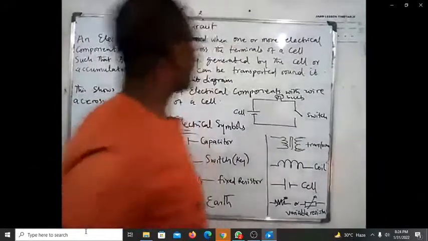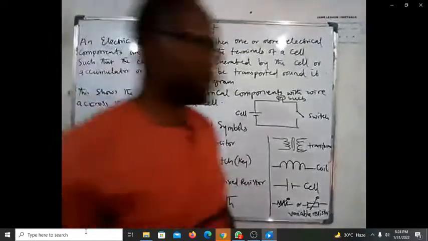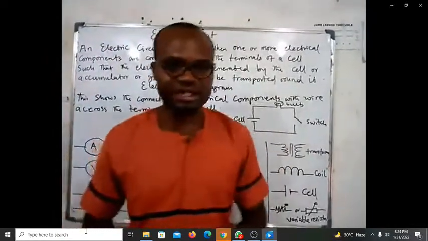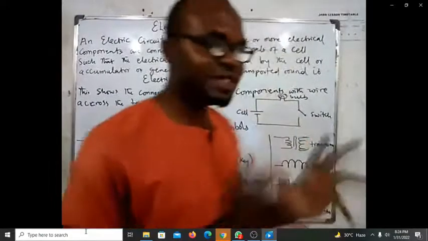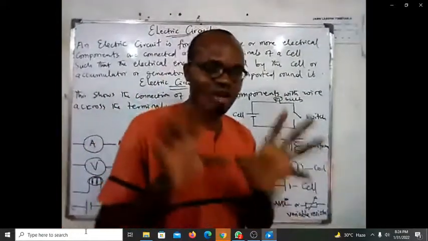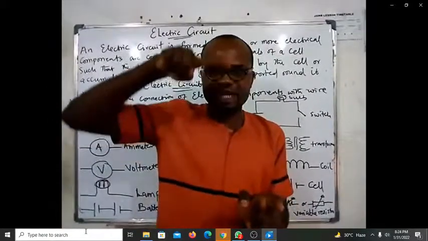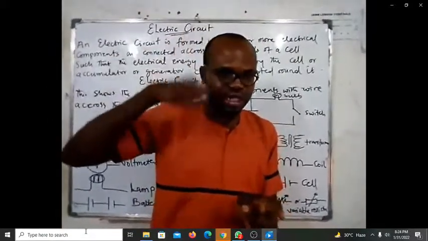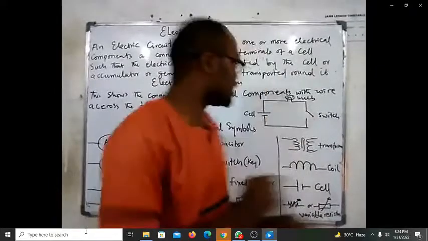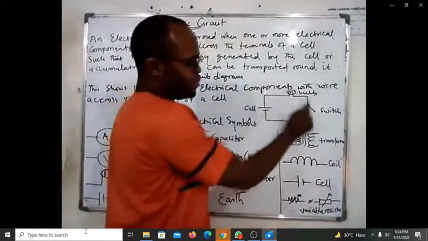Yes, welcome. Today we are going to be learning about electric circuit. We are going to be learning about what? Electric circuit. Electric circuit is simply the connection of electrical components using a wire. You understand? So that it can enable the flow of what? Current. It can enable the flow of what? Current or charges.